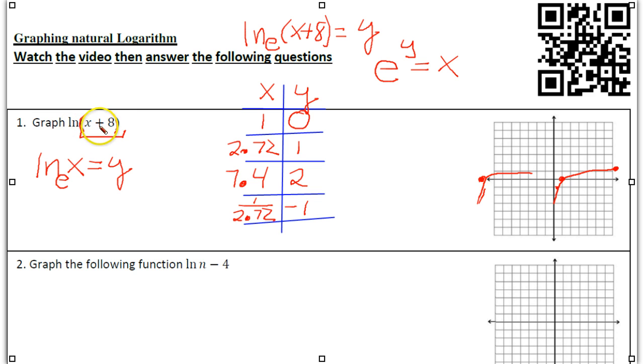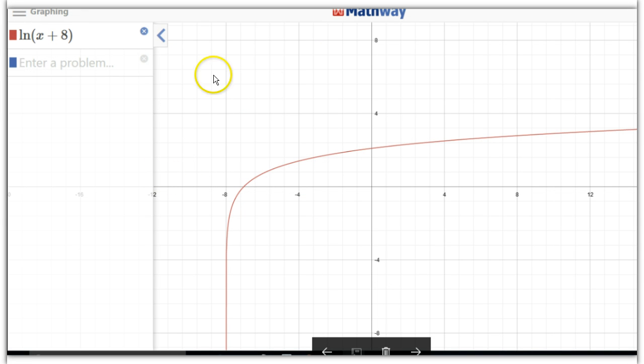And we had done some of this earlier. Now I did this using my fancy calculator here from Mathway. So natural log of this in parentheses. It shifts that typical graph that we saw earlier over so that it's negative 8. All right.